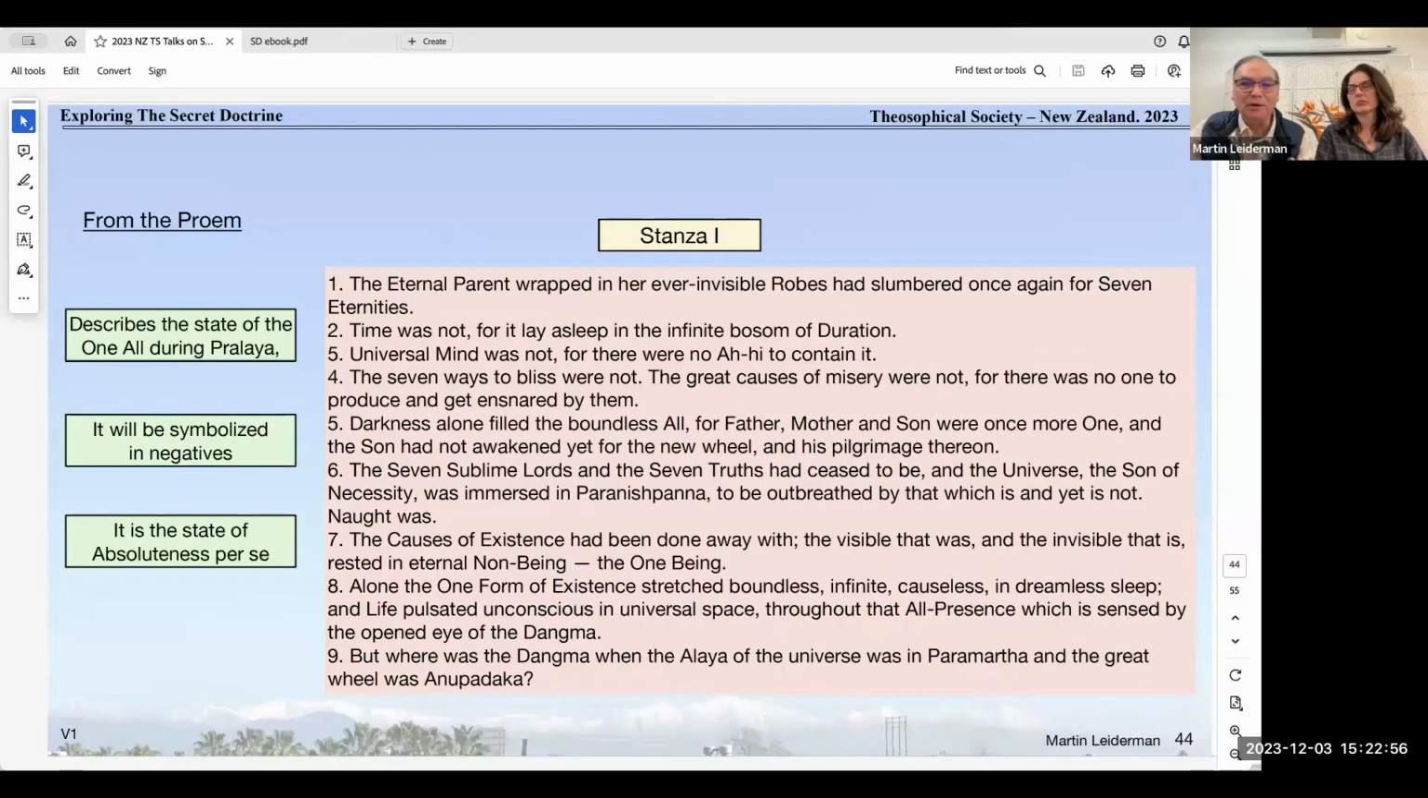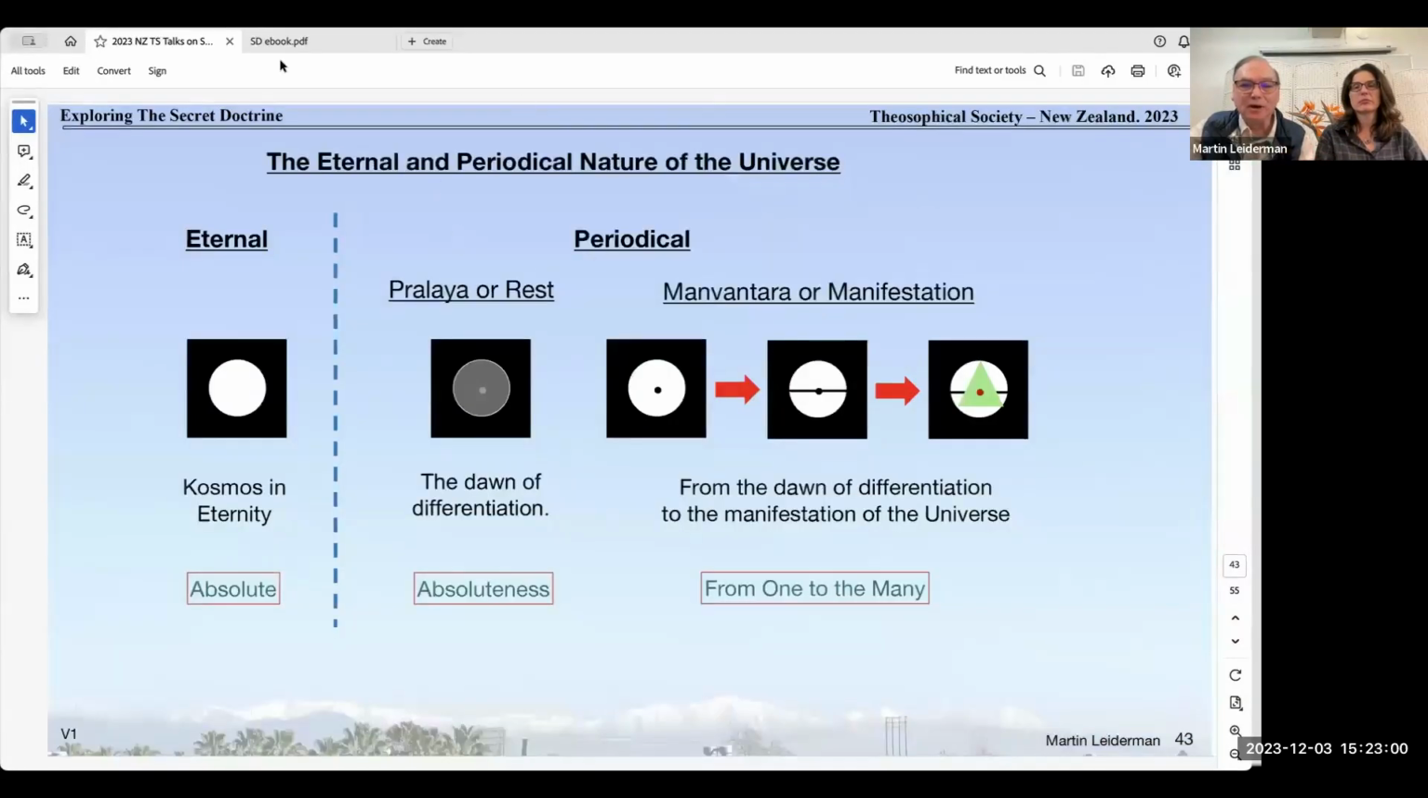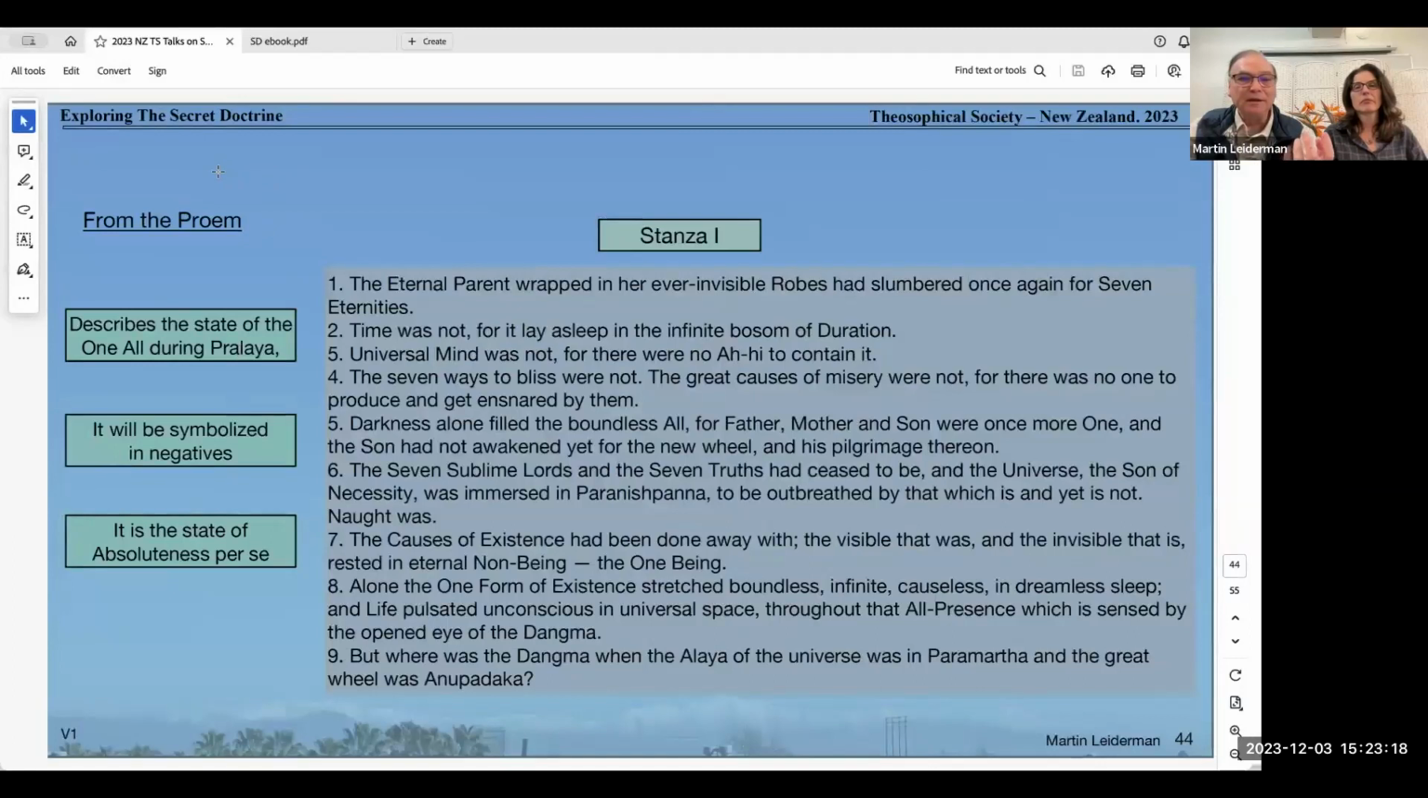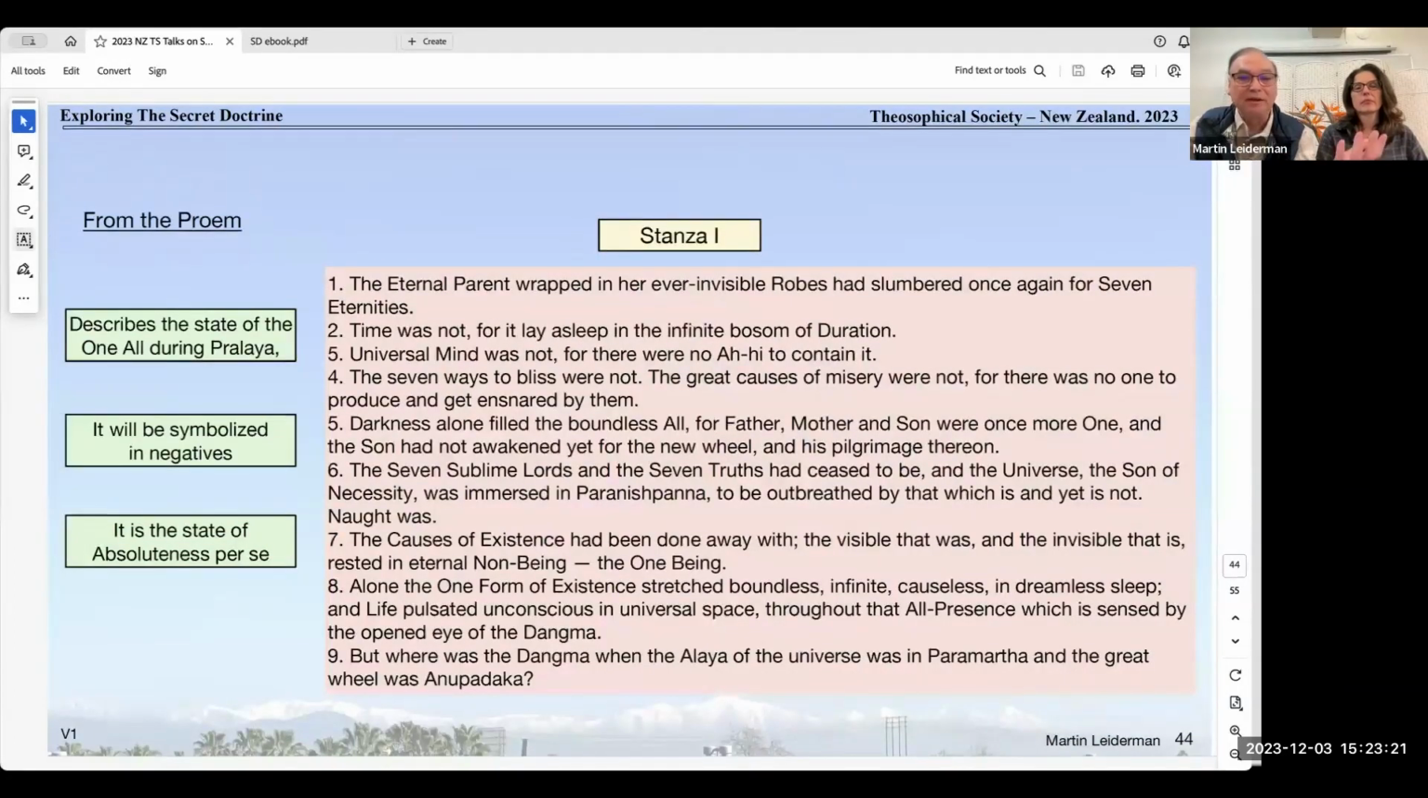Right? So in this moment we are in Pralaya. We have the first illustration of a dark background, a dark disk, and a dark point. Everything is dark. So with that symbol in mind, we read: darkness alone filled the boundless all.